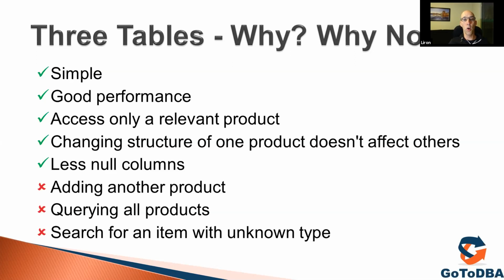And the last thing is search for an item with unknown type. If I know the title of something and I want to query information about it, but I'm not sure if it's a book or a magazine, I will have to query twice. Once the books table and once the magazine table. Okay, so in this case, if I don't know what type I'm looking for, and I can't access the table directly, I will have to go and scan all the tables in the system. And currently I have 3, I might have more. And this is a bit complex and maybe a problem.